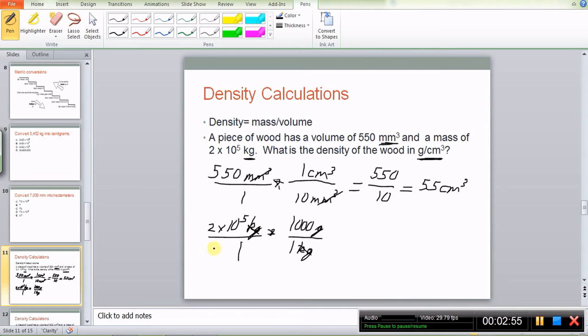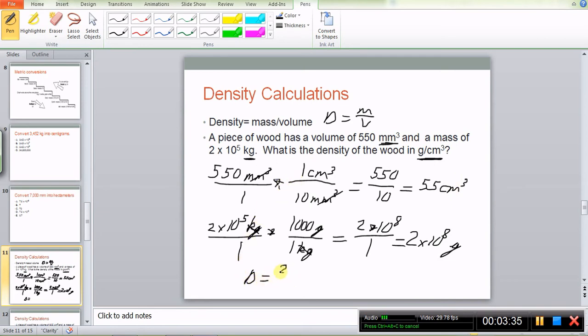Multiply across the top, multiply across the bottom. So I get 2 times 10 to the, should be the 8th, over 1. 1 times 1 is 1, so it's just 2 times 10 to the 8th, and we're left with grams. And now, the rest of it should be easy, right? Because we know density equals m divided by v, or mass over volume. We have our mass in grams now. We have our volume in centimeters cubed now.